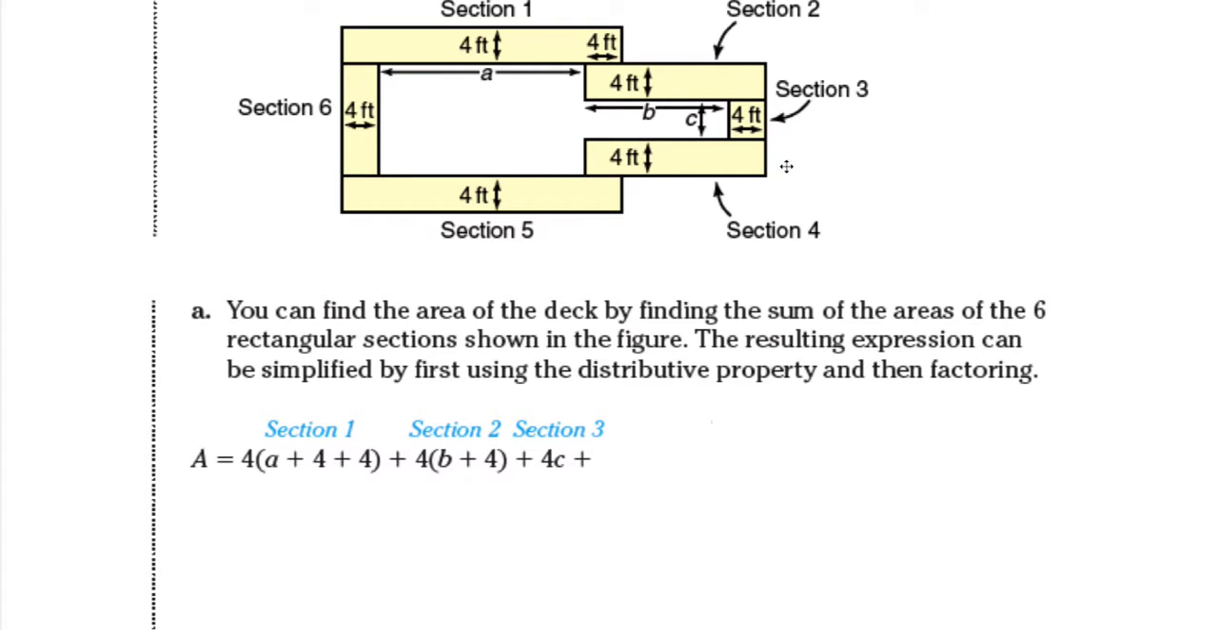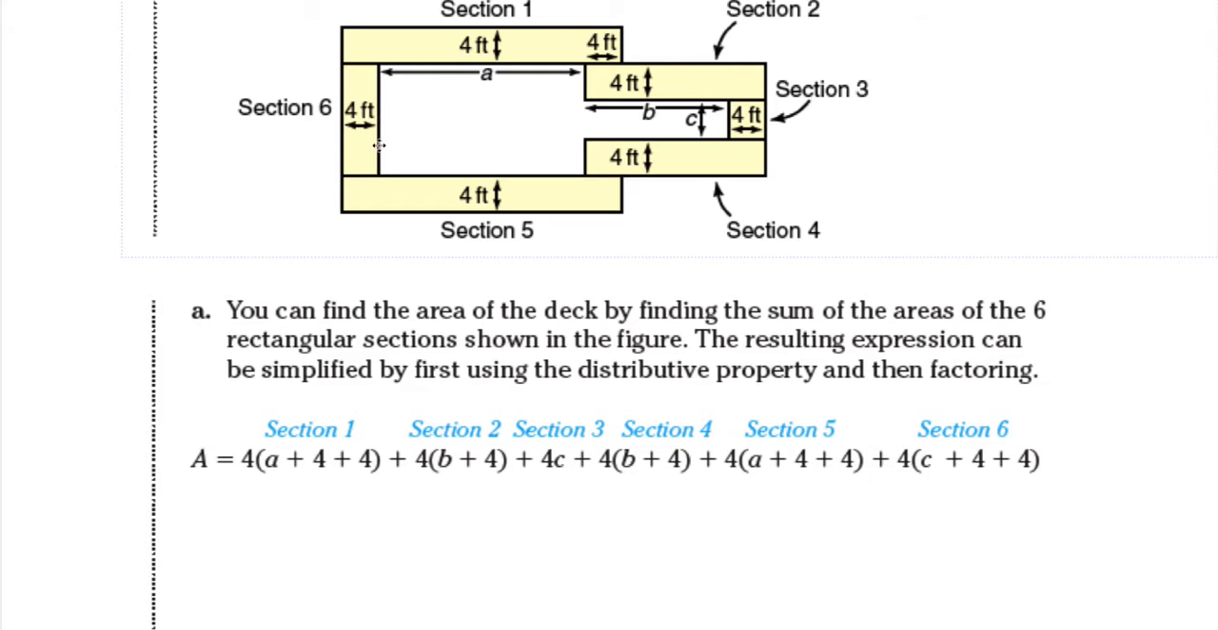Section 3 is simply 4c, because that is 4, which is the width, multiplied by the length, which is c. Section 4 is 4 times b plus 4, same as section 2. Section 5 will be the same as section 1. And section 6 is basically the same because that's 4 feet in width. And you have c right here, adding the 4 and the 4. And that's how you get your length, 4 times c plus 4 plus 4.